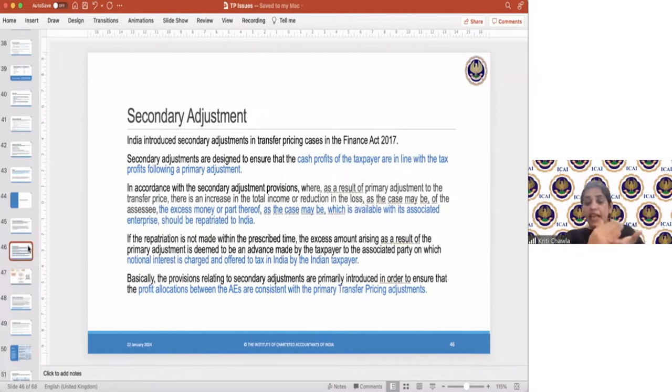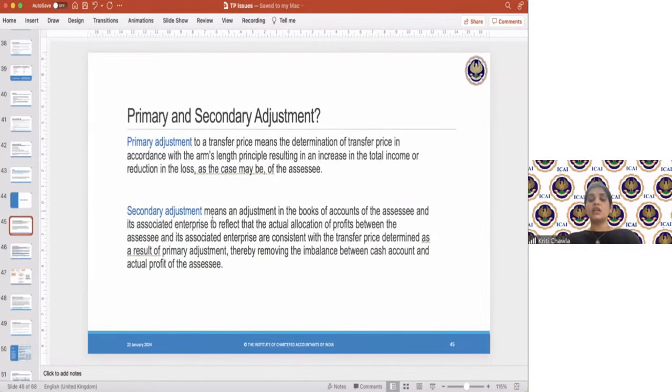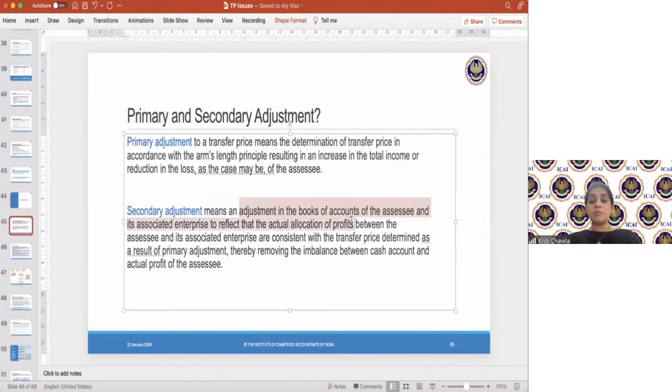And this excess money, if it is repatriated to India by the USA associated enterprise or by any other associated enterprise, that repatriation and adjusting it to the cash profits of the taxpayer in India, that is basically called secondary adjustment. So secondary adjustment is more like an adjustment in the books of accounts of the assessee in India, to reflect that the actual allocation of profits is consistent with the transfer price as determined by primary adjustment. So you are basically removing the imbalance between cash account and actual profit of the assessee.